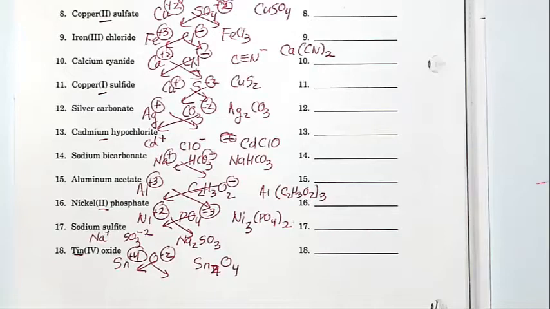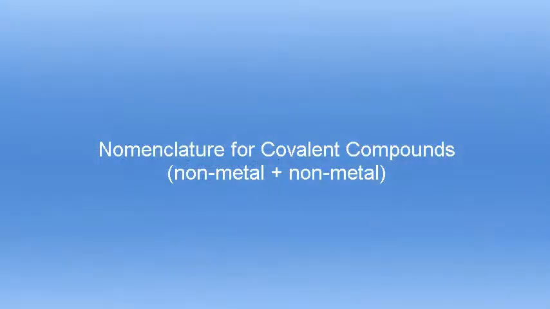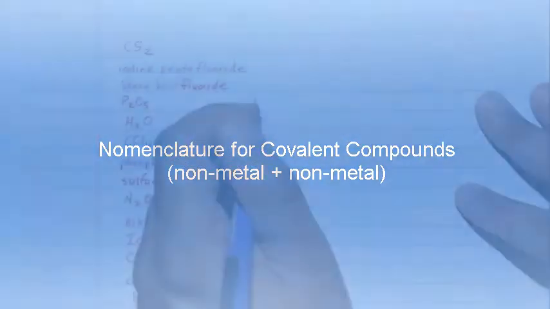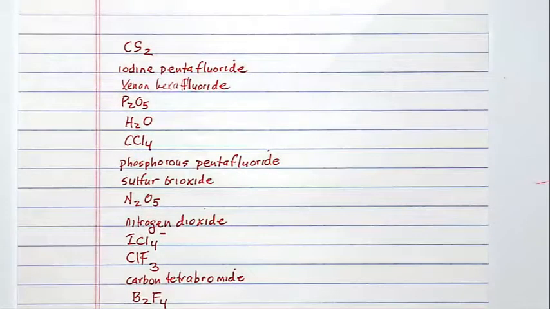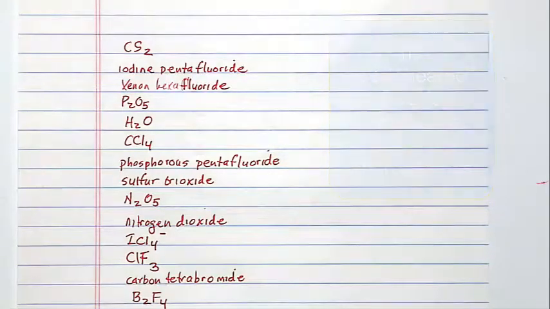Covalent compounds, no switcheroo. Prefixes and the corresponding suffixes. Examples of covalent compounds. Notice here we're not doing any switcheroo, and we're really not focusing on charges because these are bonds that are going to be shared. So how do we name these? These have their own nomenclature, and the emphasis is on prefixes: di, tri, penta, etc.